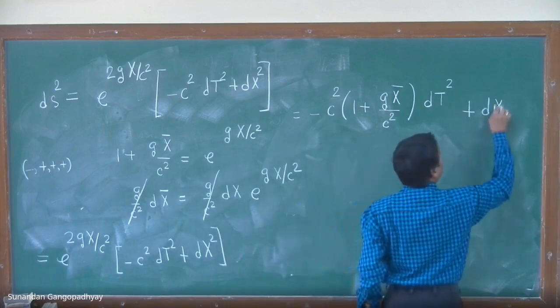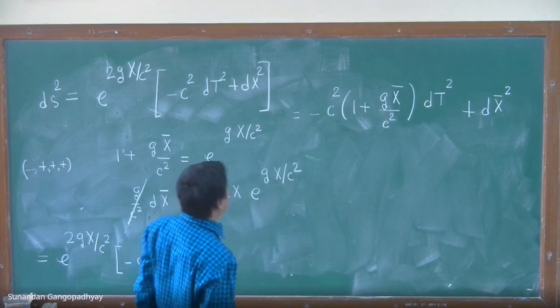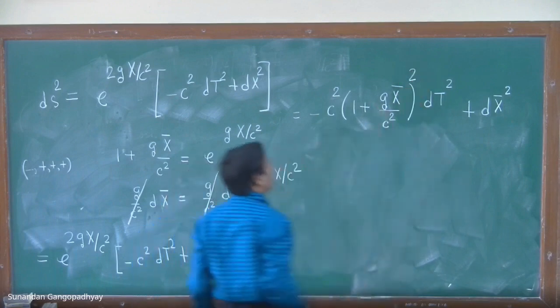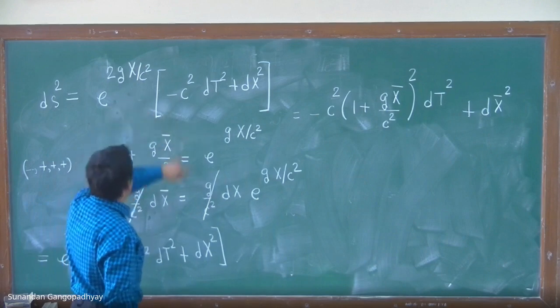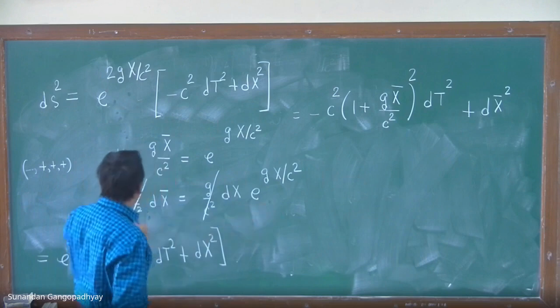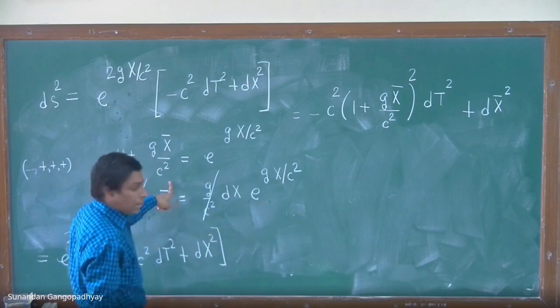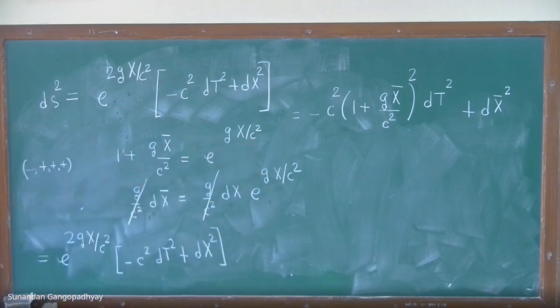So there will be a square in the first one. There will be a square, 1 plus g x bar by c square. Very good. There will be a square in the first one. A second, just a minute. Minus c square, and this is the form. I think I have got it correctly. Minus c square. This factor is the square of this, so this is minus dt square, and dx is dx bar square. So you square it, that will give you dx square, which is the second term.